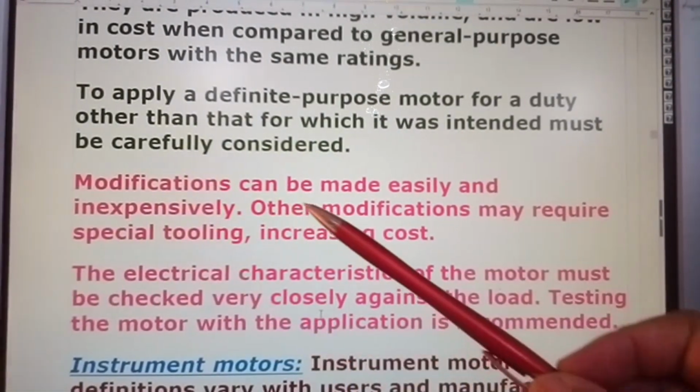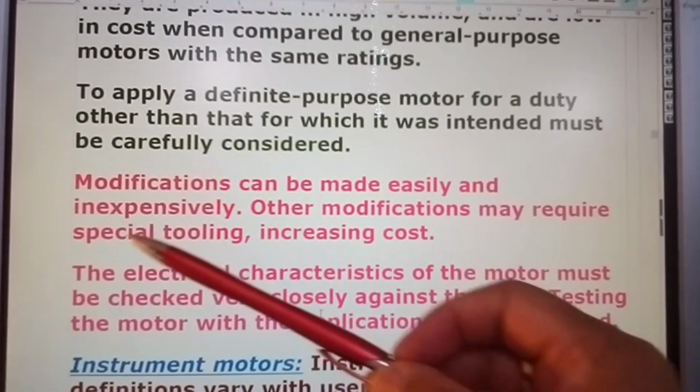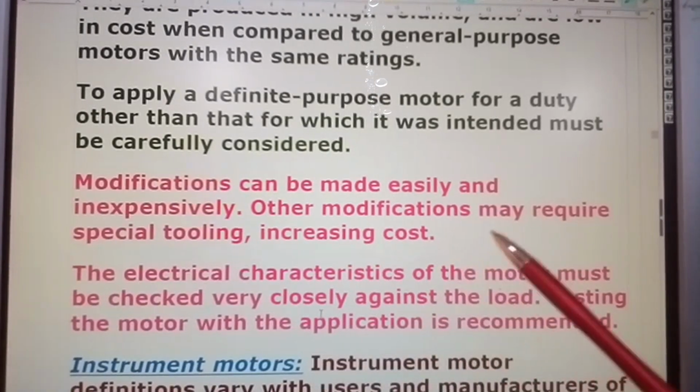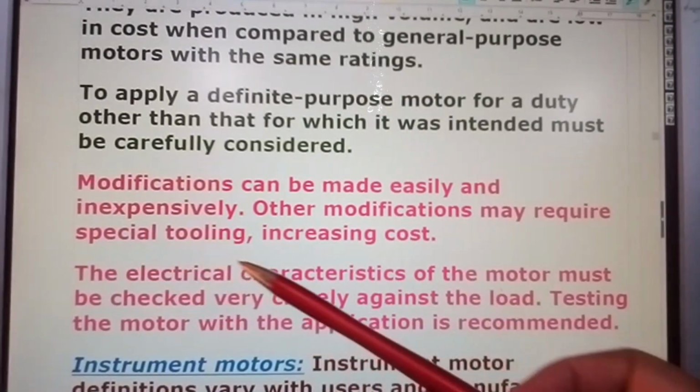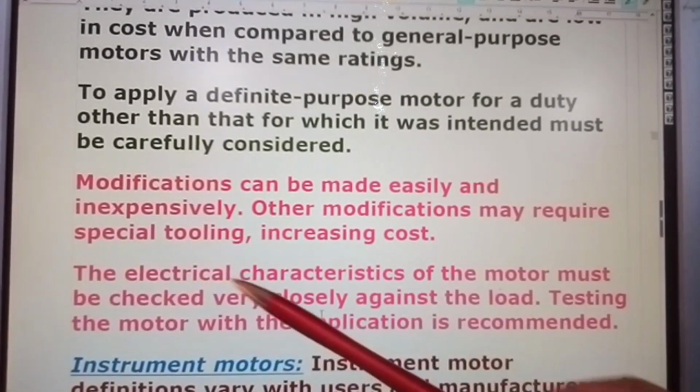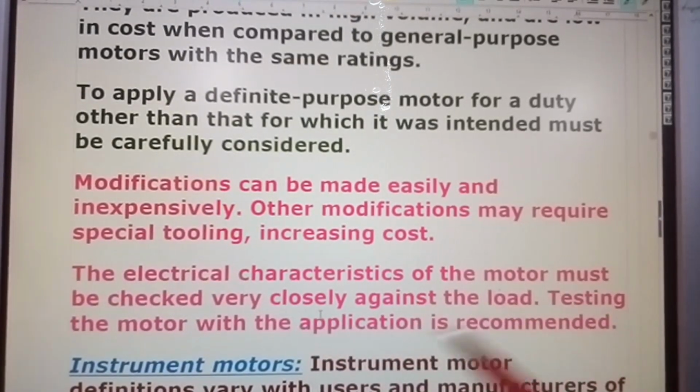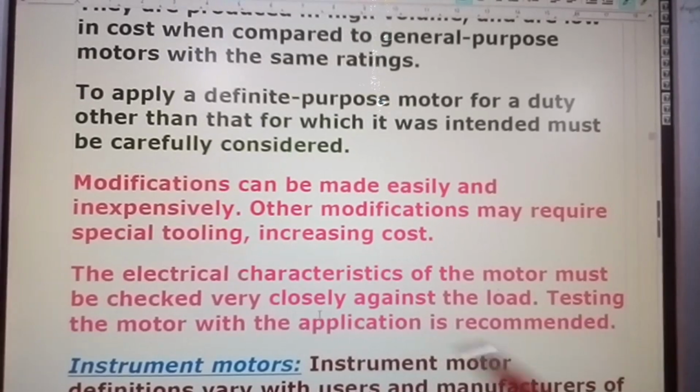The modifications can be made easily and inexpensively. Other modifications may require special tooling, increasing cost. The electrical characteristics of the motor must be checked very closely against the load. Testing the motor with the application is recommended.